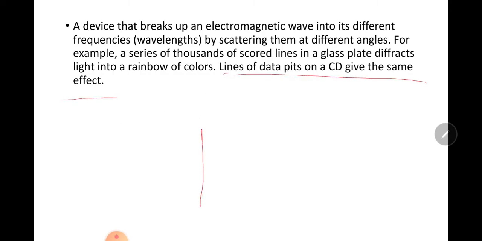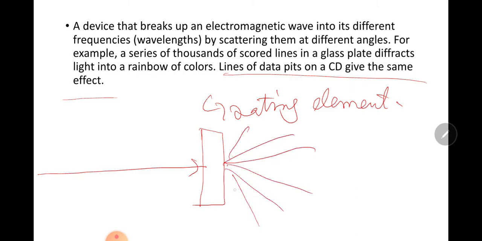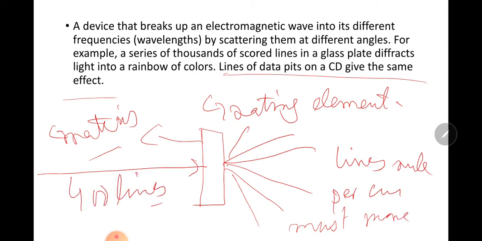So, if you place a grating element here, and you pass white light through it, it will be diffracted at different angles. This phenomenon is called diffraction, and this is called a grating. The lines ruled per centimeter must be more than 400 lines. Per centimeter you have to draw a minimum of 400 lines.